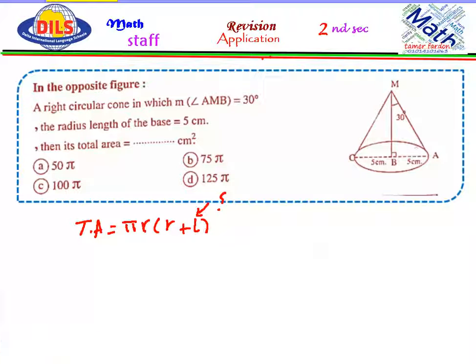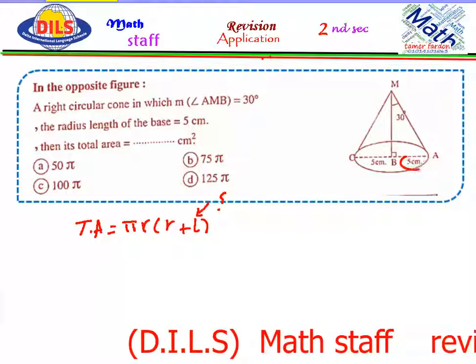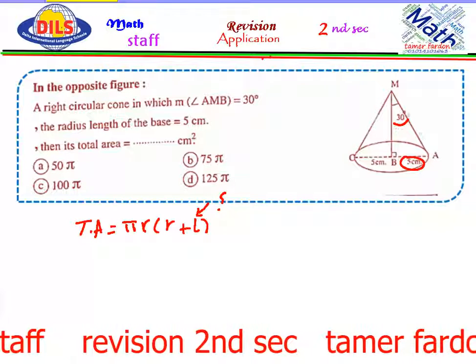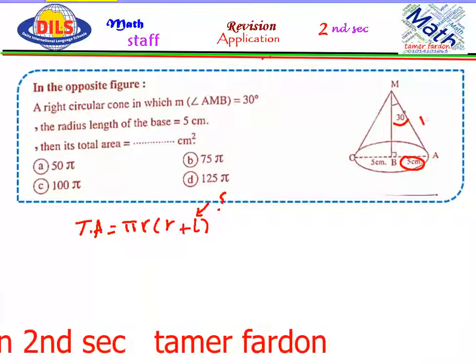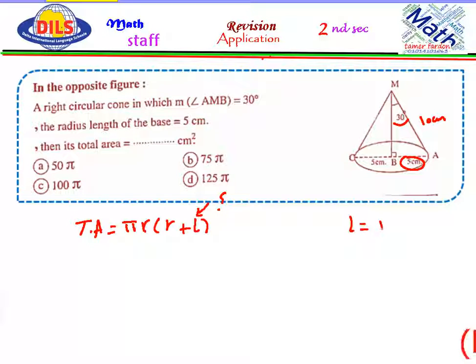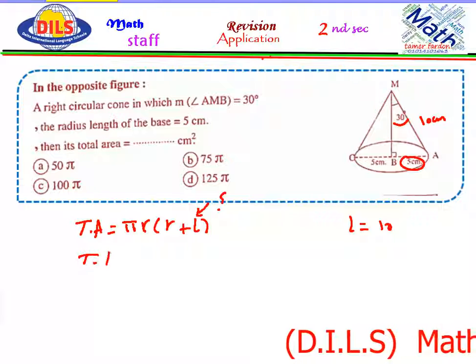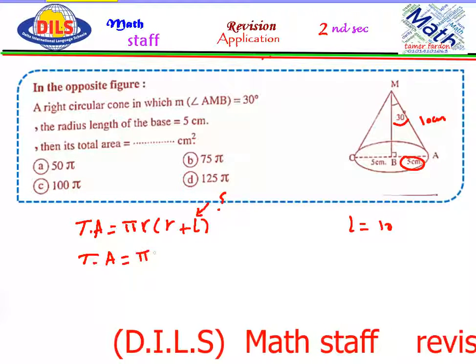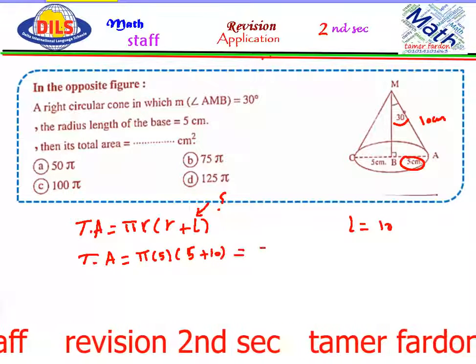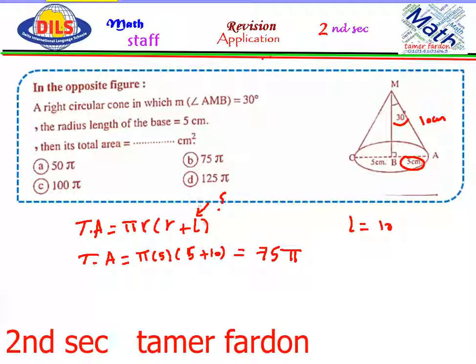We know that if AB equals 5 centimeter, measure angle AMB 30 degrees, so AB equals 10 centimeter. AM equals 10 centimeter. AM represents the drawer of the cone, so the total area of the cone equals pi times 5 times 5 plus 10. We get 75 pi. So the correct answer is B.